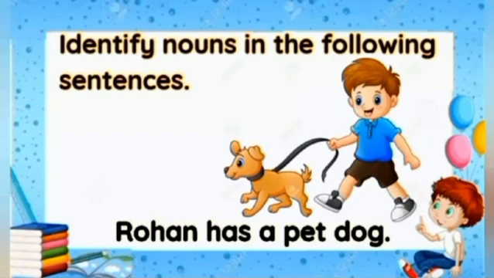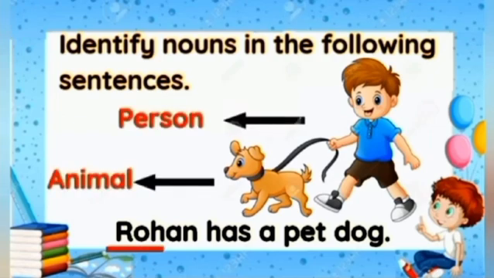Rohan has a pet dog. Now Rohan is a person and dog is an animal. So again, there are two nouns in this sentence.